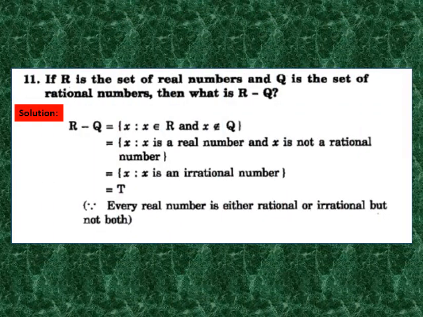Going to question 11. If R is the set of real numbers and Q is the set of rationals, then what is R minus Q? Now R is the set of real numbers, and real numbers include all the rational numbers and all the irrational numbers. So if we subtract all the rational numbers, we'll be left with irrational numbers. So R minus Q will be equal to T, the set of all the irrational numbers. Clear? So pause and note down the solution.